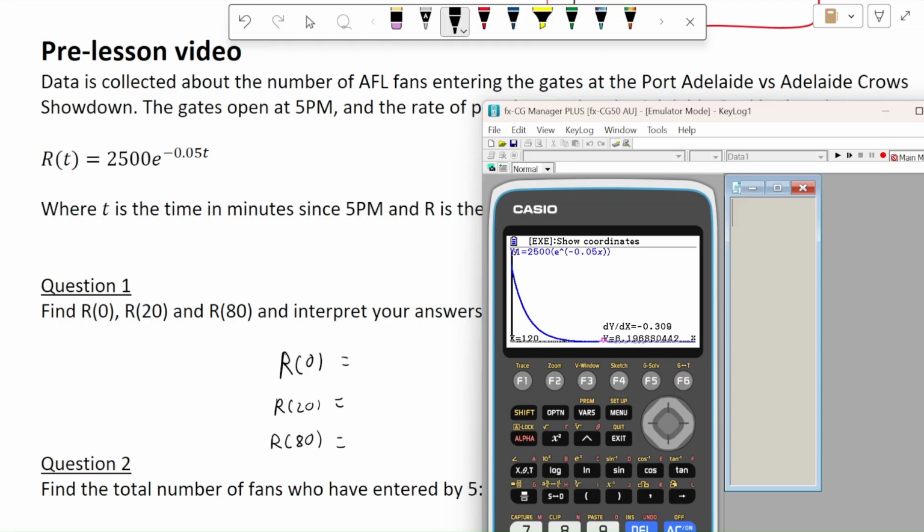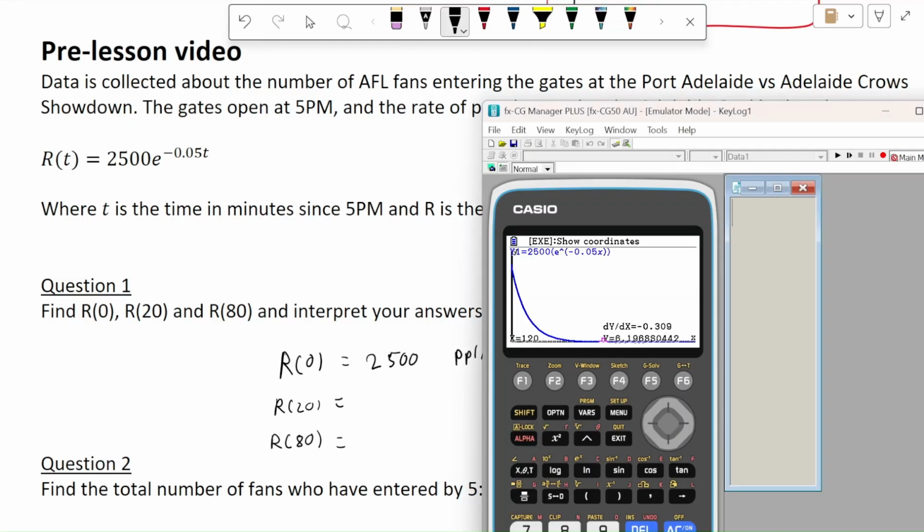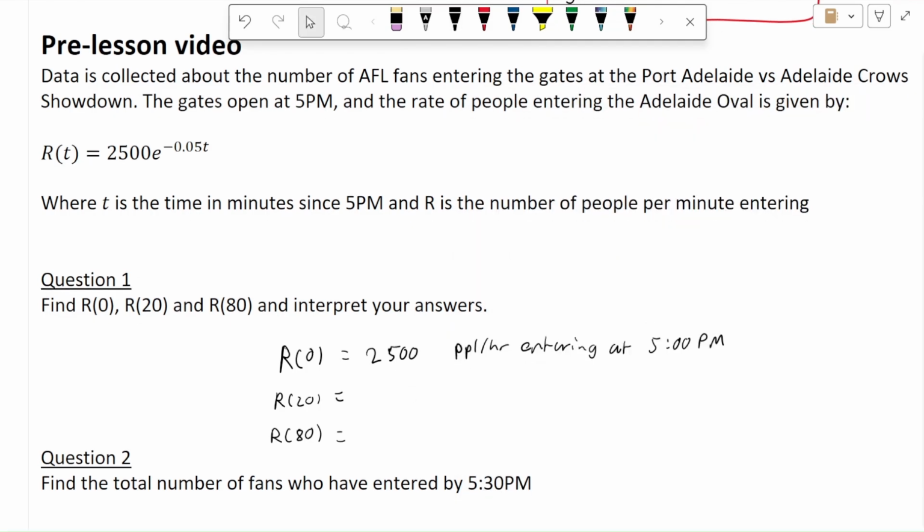So if we want R of 0, we can go trace at 0 and we get 2,500. So there are 2,500 people per hour entering at 5 p.m. That's how we interpret the first one. R20, so trace at 20. You get 919.6, or I'm going to round it off to 920 people per hour entering at, and this is time in minutes since 5 o'clock, so 5:20 p.m.